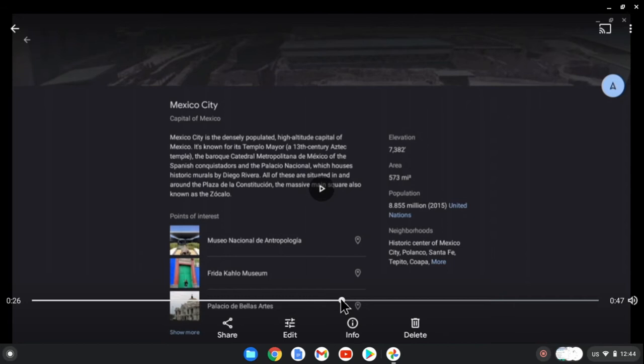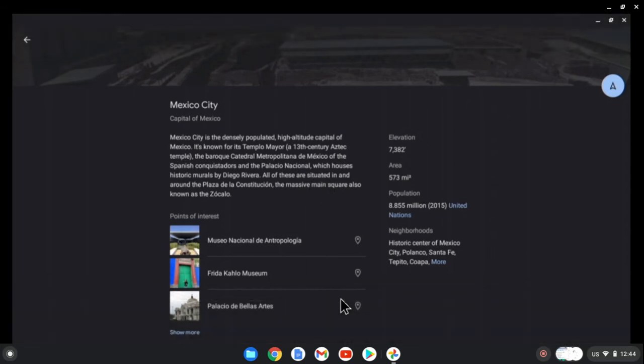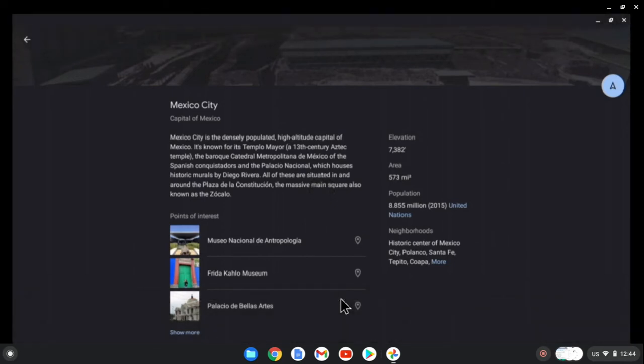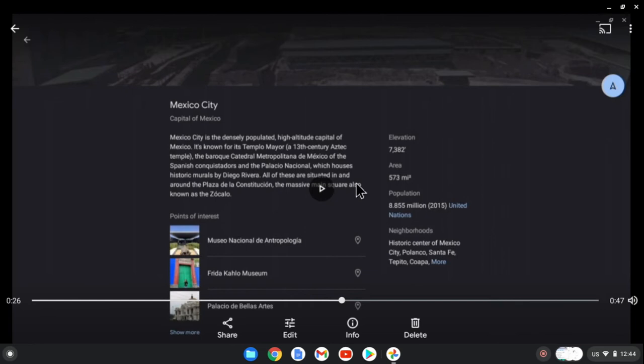Mexico City is the densely populated, high-altitude capital of Mexico. It's known for the Templo Mayor, a 13th century Aztec temple, the Baroque Catedral Metropolitana de Mexico of the Spanish conquistadors, and the Palacio Nacional, which houses historic murals by Diego Rivera. All of these are situated in and around the Plaza de la Constitucion, the massive main square, also known as Zocalo. And let's move on from there.